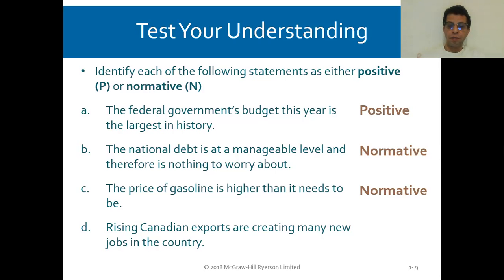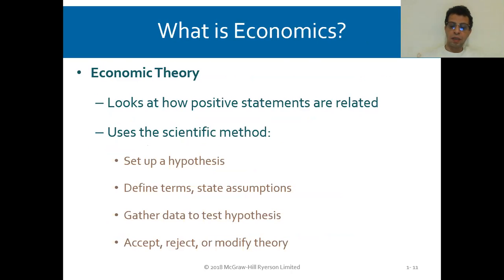When you say the price of gasoline is higher than it needs to be, it's normative. For a poor person, probably it's very high; for a very rich person, it's different. And saying rising Canadian exports are creating many new jobs in the country is probably positive because it's numbers supported by data. But what is economics? Economics is made of economic theories and it's driven by that.